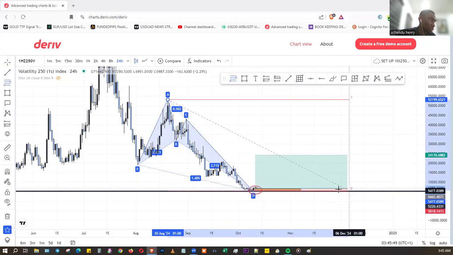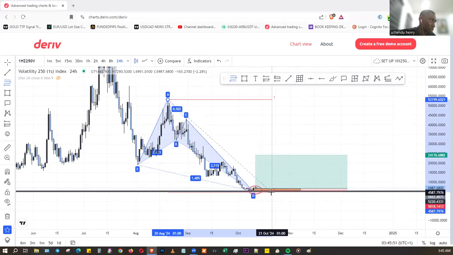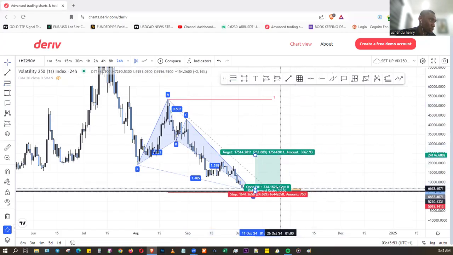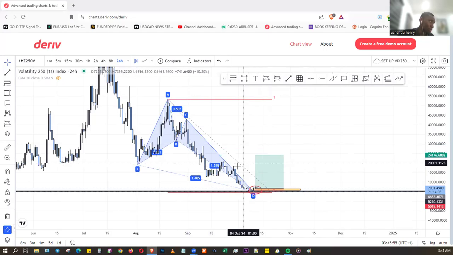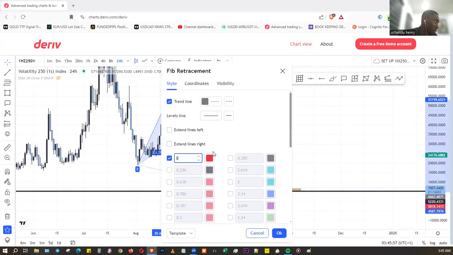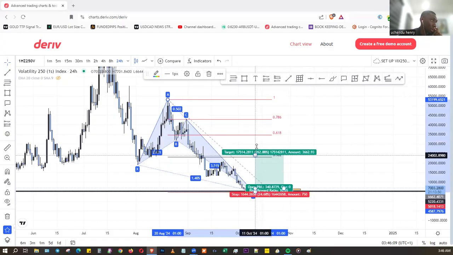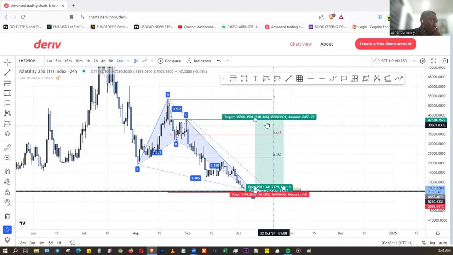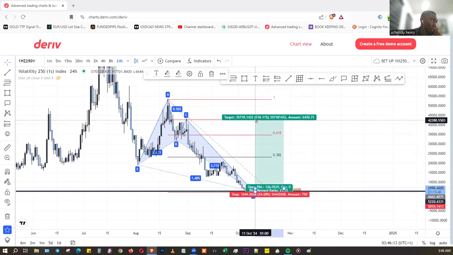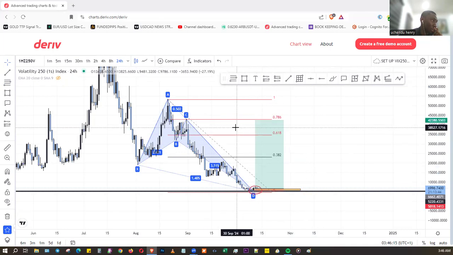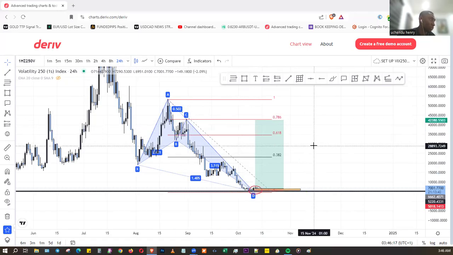For the target, we should be looking at 0.382 and 0.618. I will also add 0.786 as well. So these are the targets we should be looking out for. Very crazy risk to reward. I see that even on our forex within this level, which is beautiful.